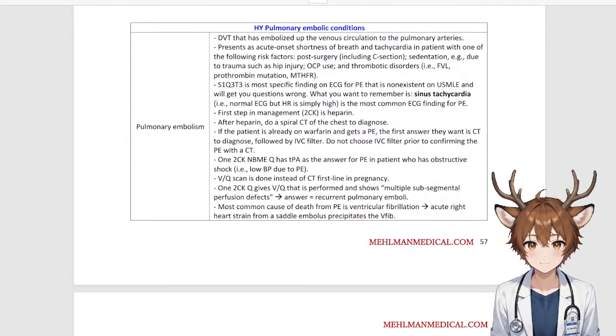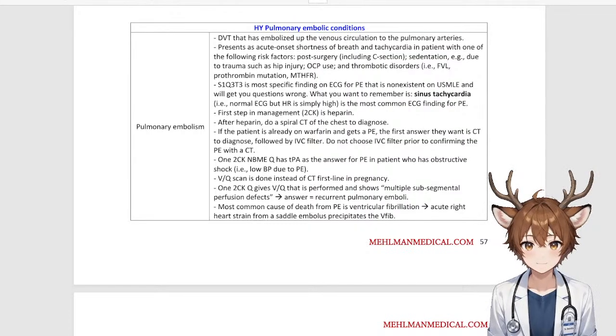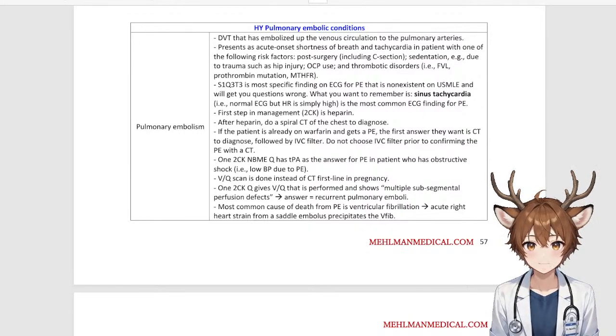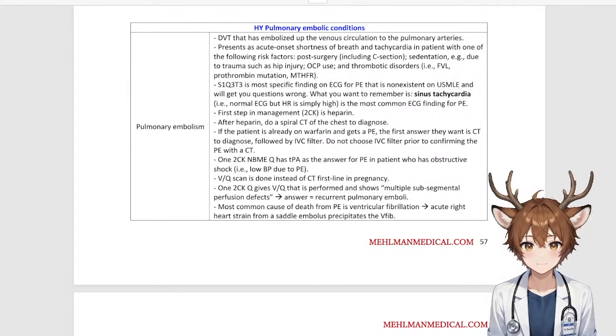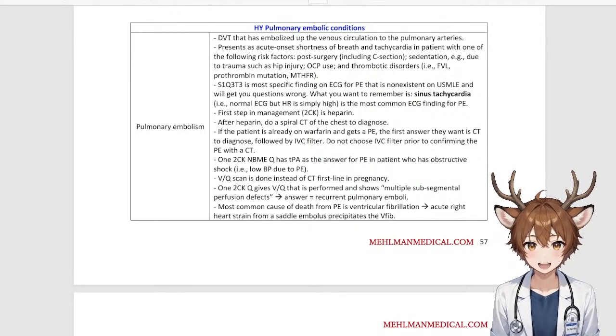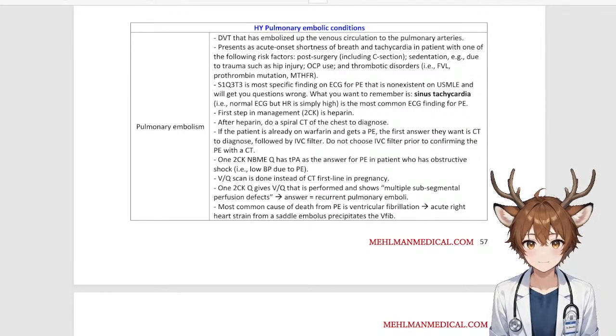Tissue plasminogen activator. So, where were we?